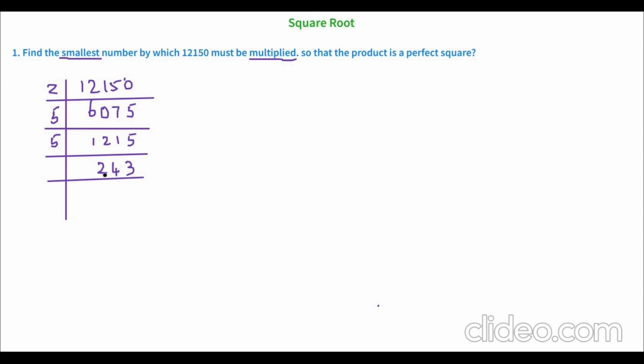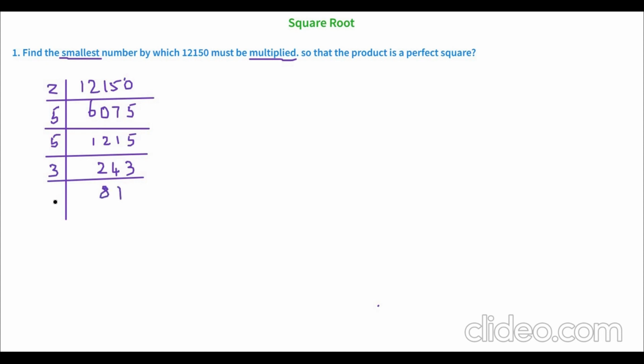This is divisible by 3. You can add up the digits. You have learned the divisibility rule. I have already explained the divisibility rule; you can check my previous video. So 2 plus 4 is 6, 6 plus 3 is 9. So this is divisible by 3. When it is divided by 3, it is 81.